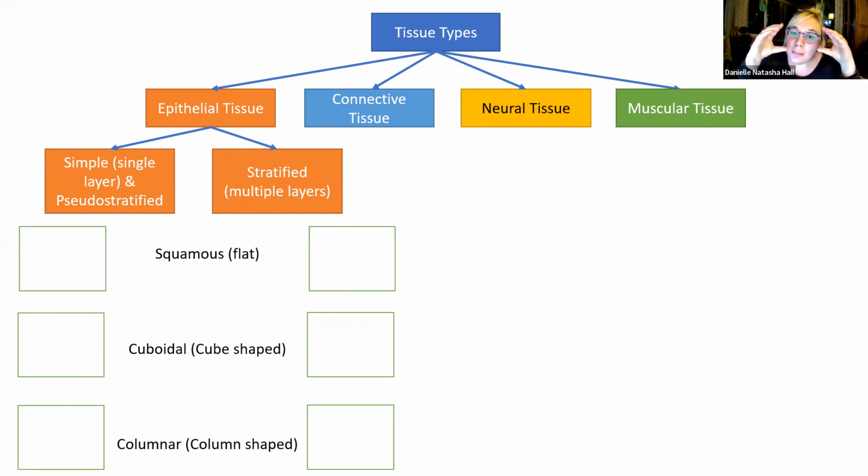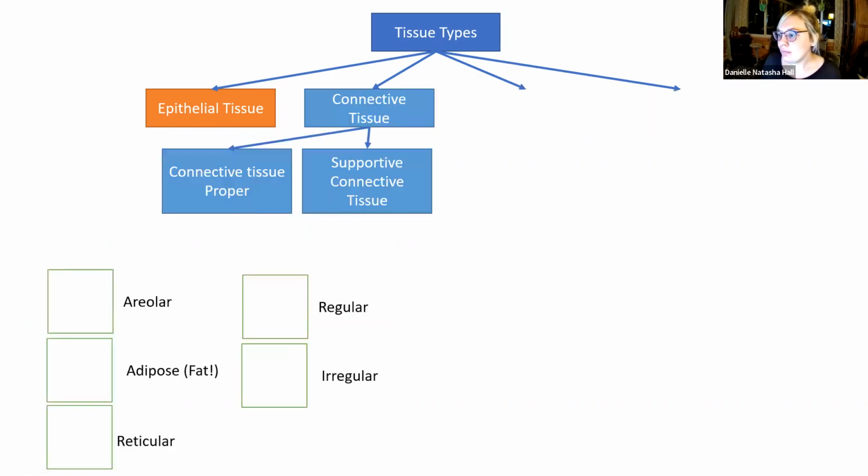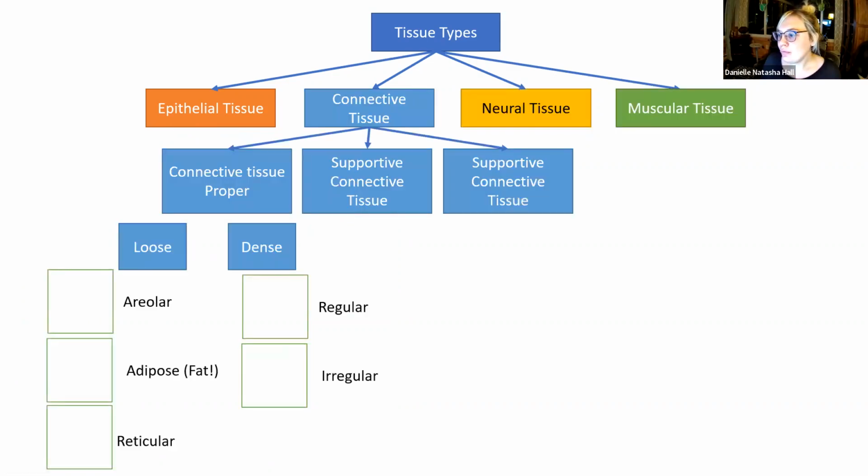A little bit further apart, you can start to see a cubey shape, cuboidal. And if they're further apart, those nuclei are spread more, and we get these column shapes, then we're looking at stratified columnar. Okay, so just a little activity: fill in the boxes.